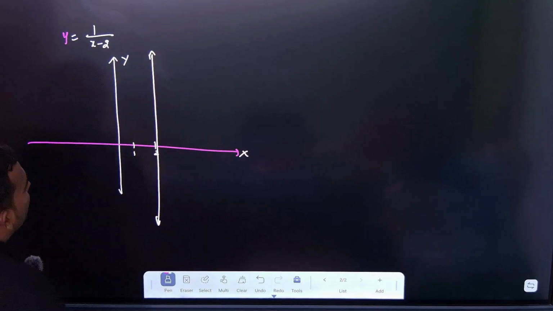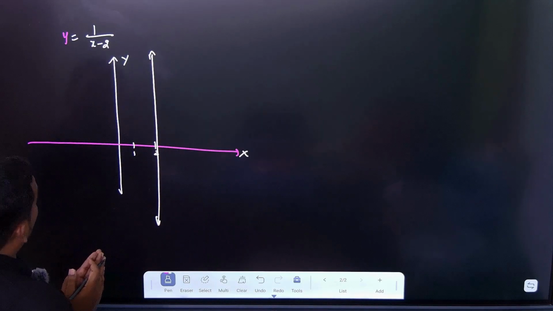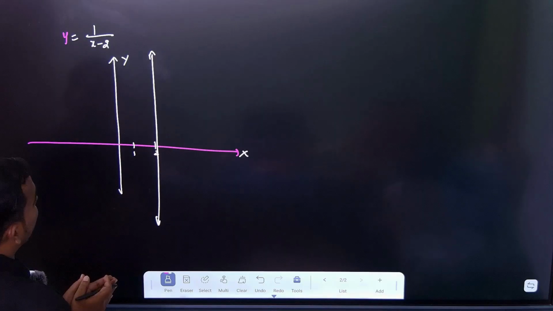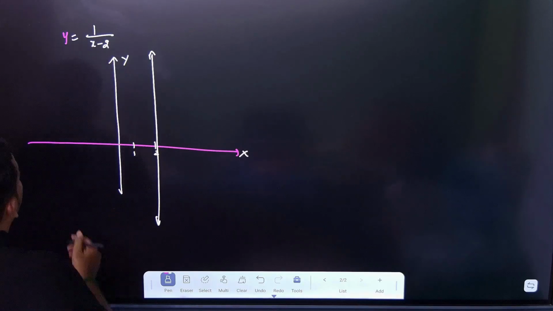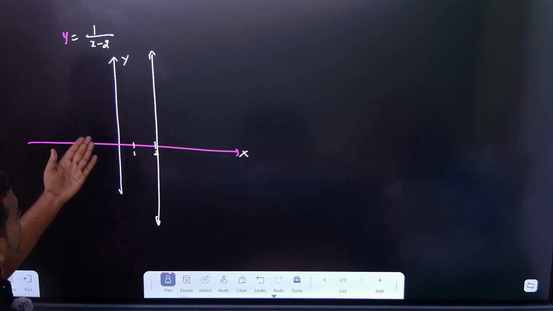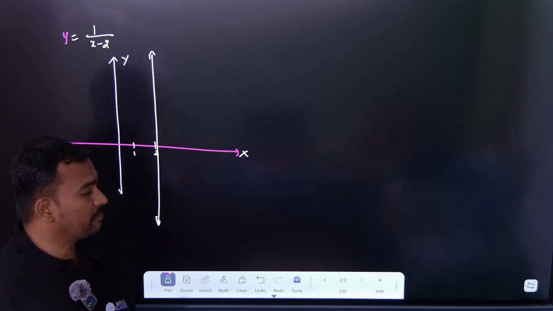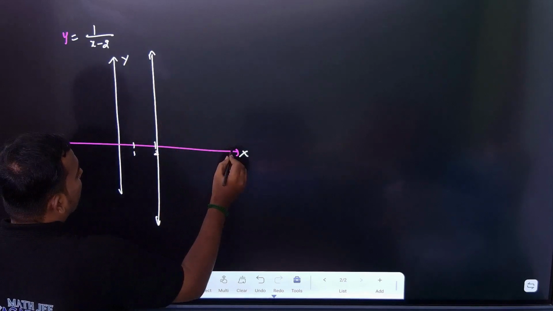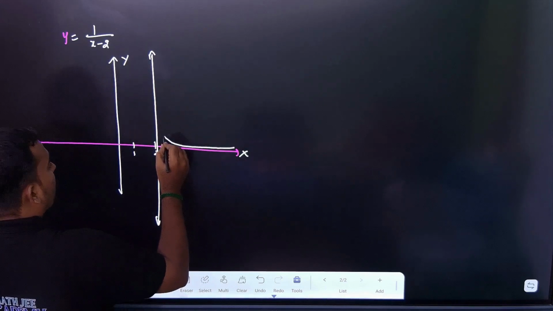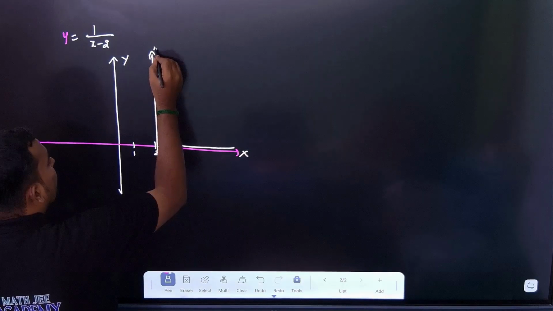Okay. So definitely it will not cross the x-axis, right? If x-axis, you have to put y = 0. So y = 0 means x minus 2 is equal to 1 by 0. It is not defined. So definitely it does not cross the x-axis. So definitely the graph, when x comes close to 2, goes to infinity.